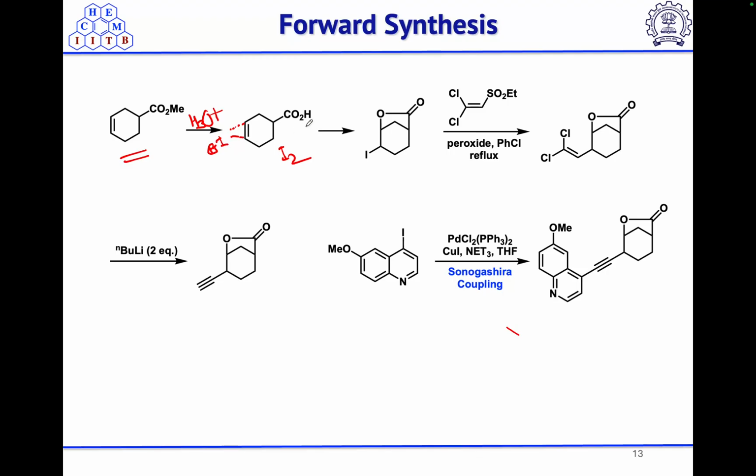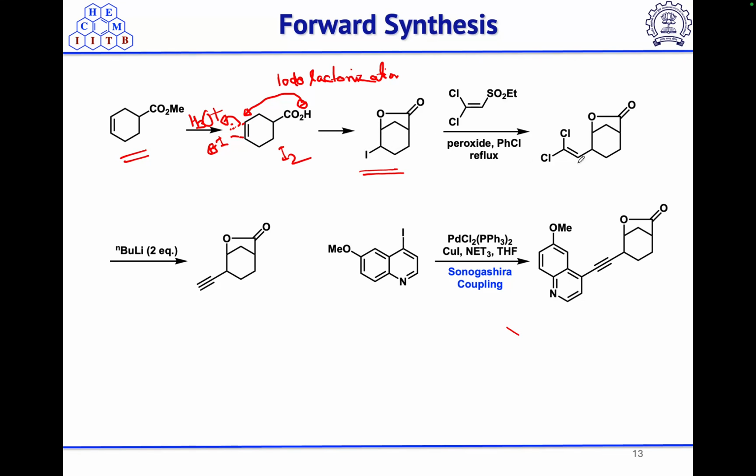Now this bridged iodonium ion can be opened up by the carboxylic acid. If you treat with sodium bicarbonate, it will take the proton, and this carboxylate anion will attack this carbon, and you will get the ring-opened product. Basically you will get this product. As iodine is involved here, this reaction is called iodolactonization.